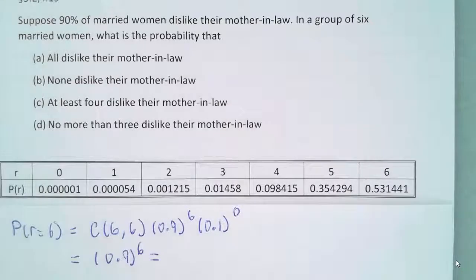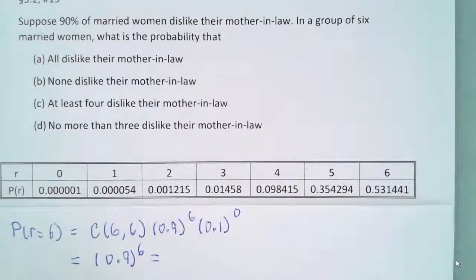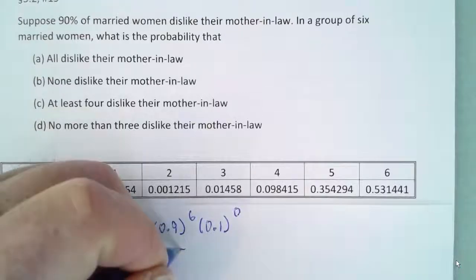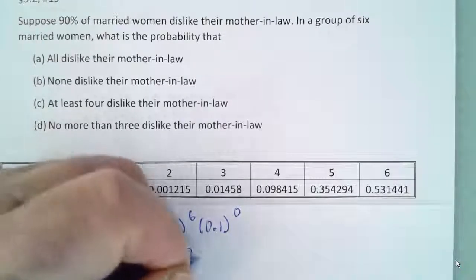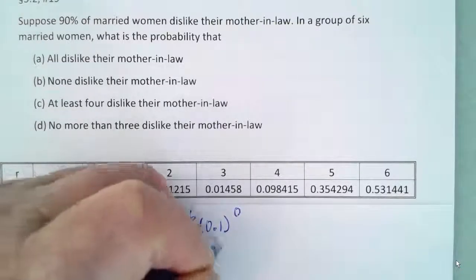If you don't remember, it doesn't matter. Just plug it in your calculator. You'll get this result. And 0.9 raised to the 6th power is, according to my calculator, 0.531441.